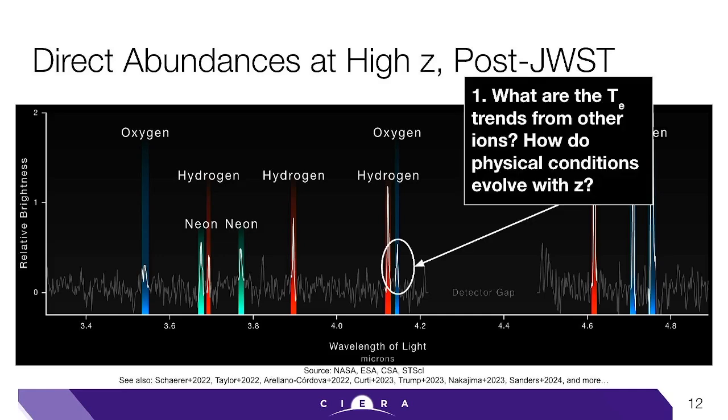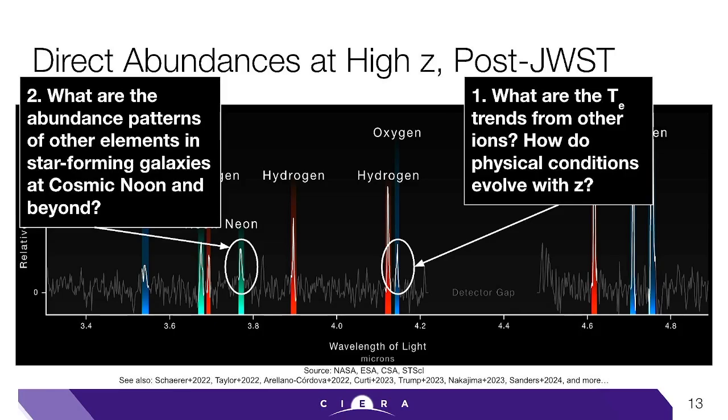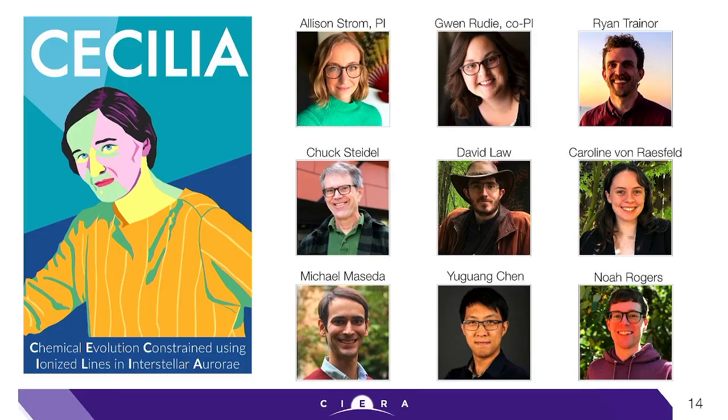First, what are the electron temperature trends from other ions, and how do these physical conditions of the ISM evolve with redshift? And what are the abundance patterns of other elements beyond oxygen, particularly at cosmic noon? So there are many JWST GO programs that are capable of addressing these individual questions. I'm going to talk about the initial results from just one of them.